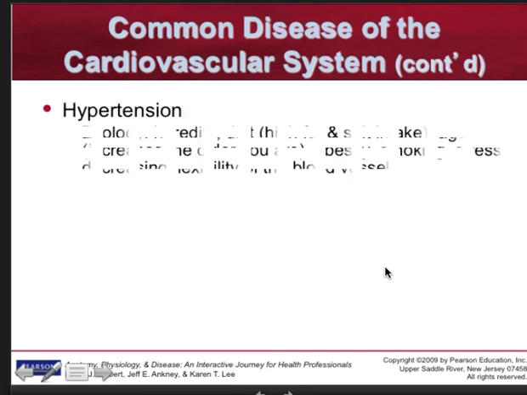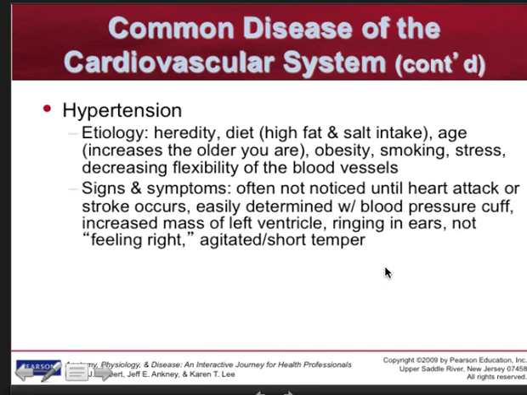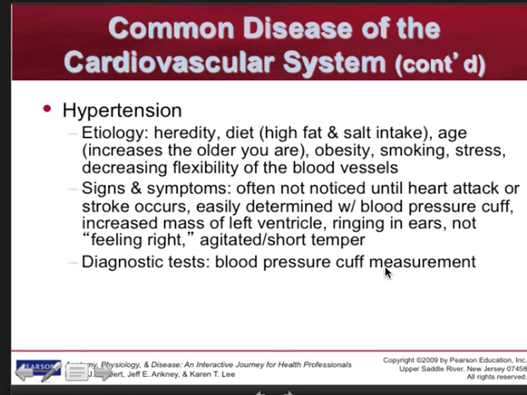Hypertension is caused by heredity, diet, age, obesity, smoking, stress, and the decreasing flexibility of the blood vessels. Signs and symptoms are often not noticed until a heart attack or stroke happens. It's easily determined with a blood pressure cuff. Other signs are increased mass of the left ventricle, ringing in the ears, not feeling right, or being agitated and having a short temper.